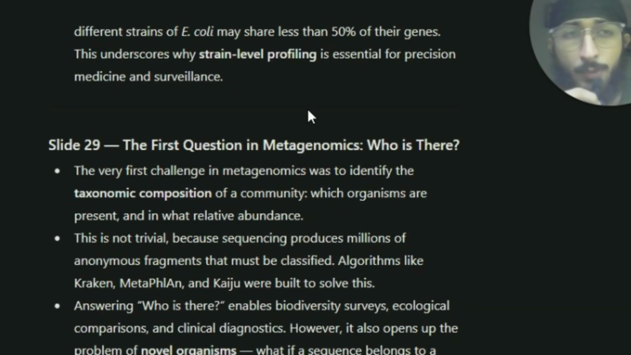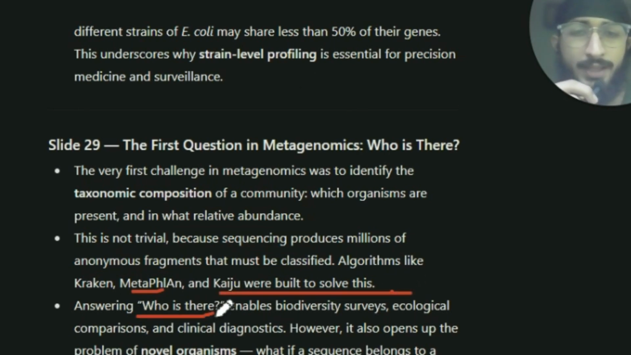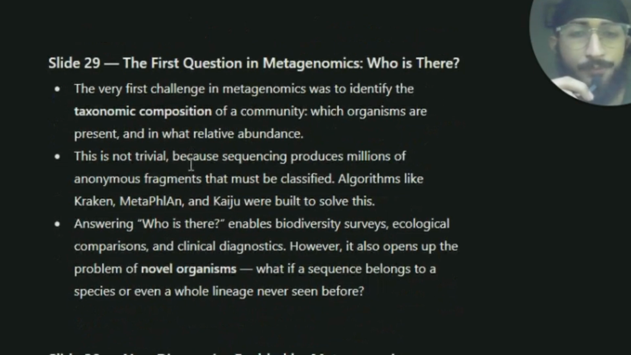Now, moving on, the first question in metagenomics, who is there? The very first challenge in metagenomics was to identify the taxonomic composition of a community, which organisms are present and in what relative abundance. This is not trivial because sequencing produces millions of anonymous fragments that must be classified, and algorithms like Kraken, MetaPhlAn, and Kaiju were built to solve this. Answering who is there enables biodiversity surveys, ecological comparisons, and clinical diagnostics. However, it also opens up the problem of novel organisms. What if a sequence belongs to a species or even a whole lineage never seen before?